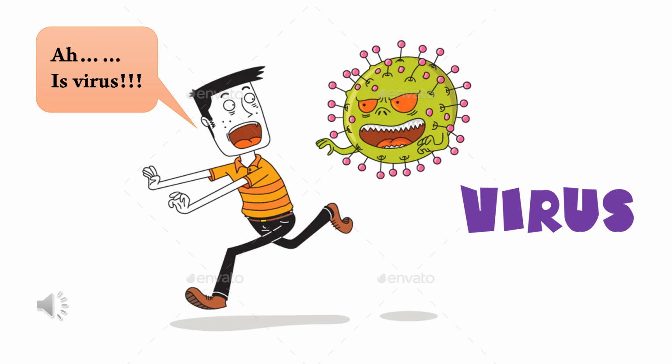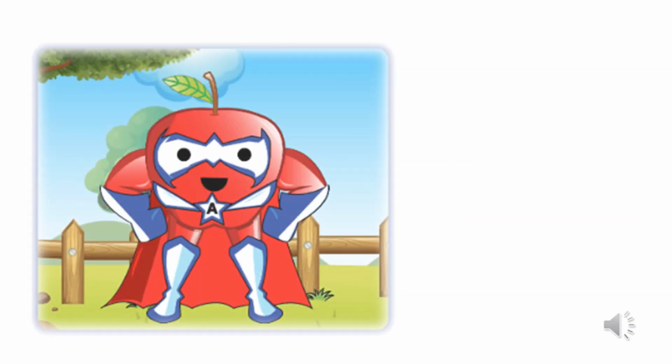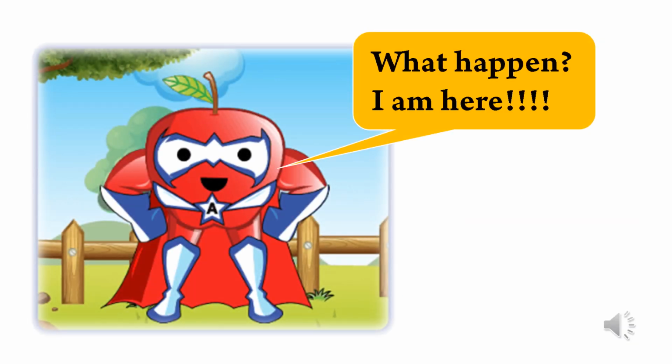My dear kids, do you all know what the thing in the green color is? It looks so ugly and scary. What is that? Yes, very good. It's a virus. Let me see. The man is so afraid of it, and the man is shouting, "Oh, it's a virus! I don't want it!" What happened? I am here. What happened? Tell me.